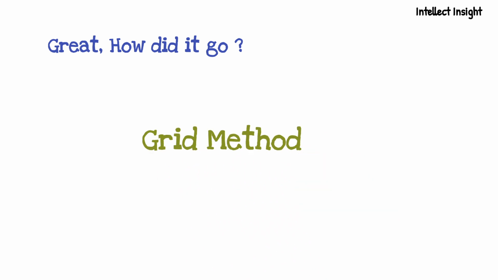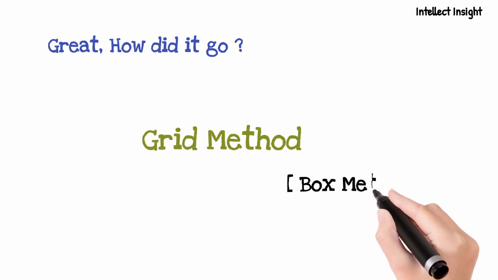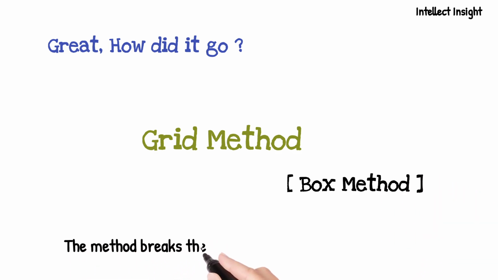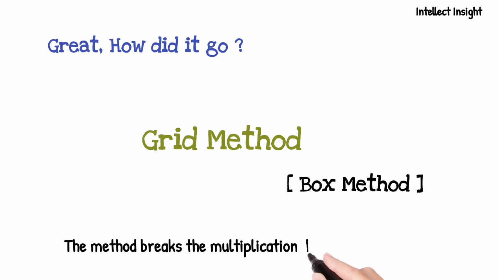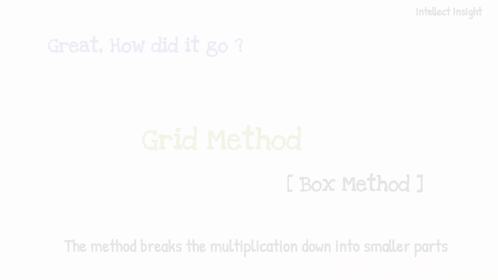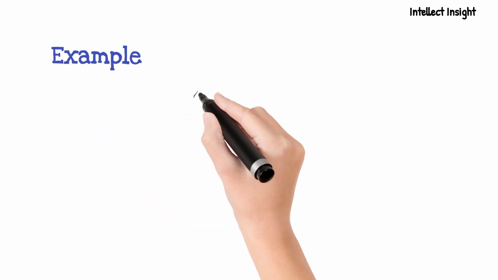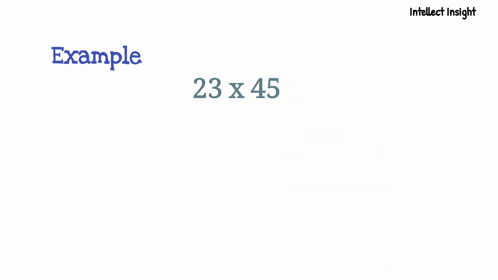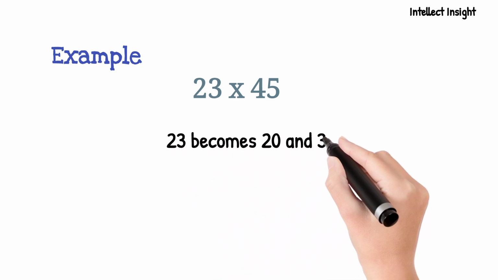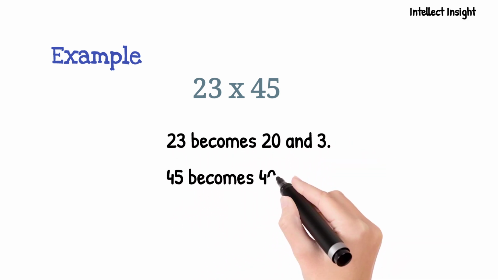Now let's look at a method that can make multiplying big numbers much easier. The grid method, also known as the box method. This method breaks the multiplication down into smaller parts, and it's especially helpful when you are multiplying large numbers. Let's take 23 multiplied by 45 as an example. First we break both numbers into tens and ones. 23 becomes 20 and 3 and 45 becomes 40 and 5.